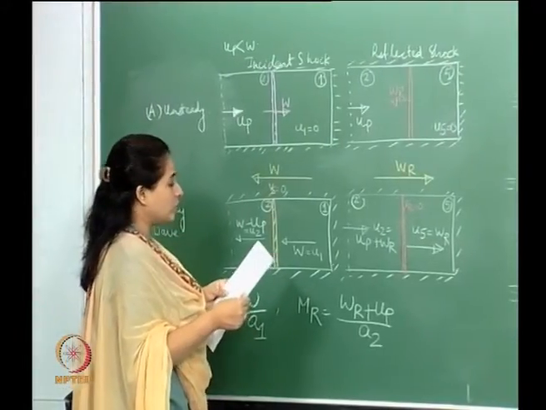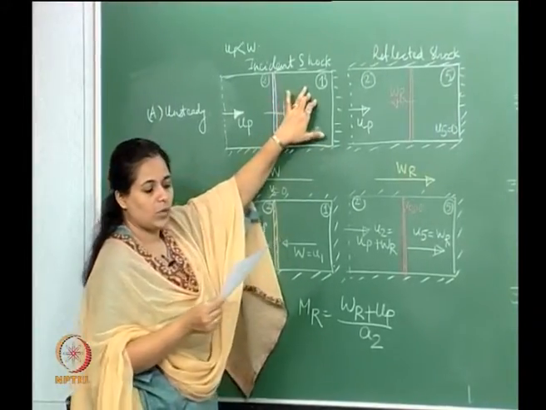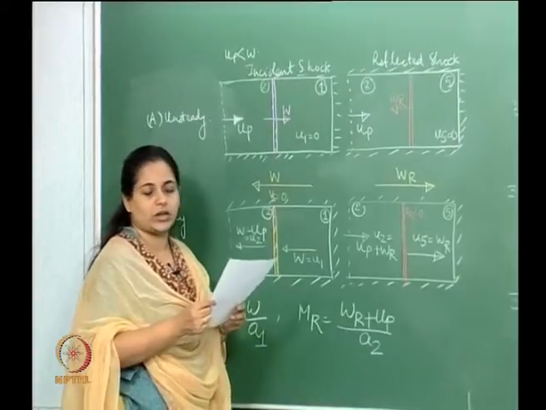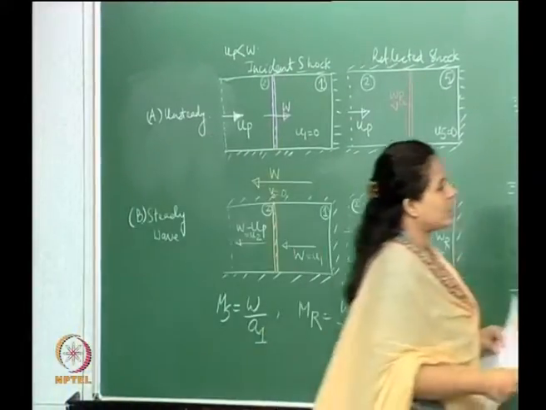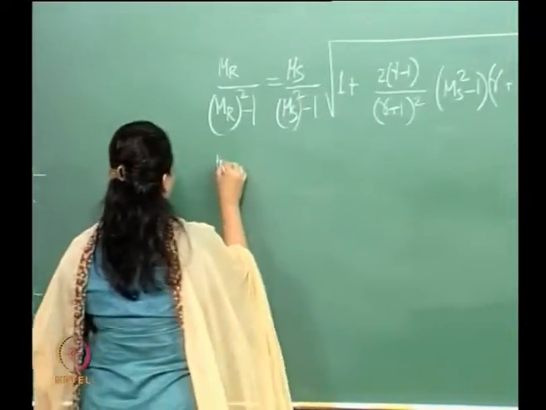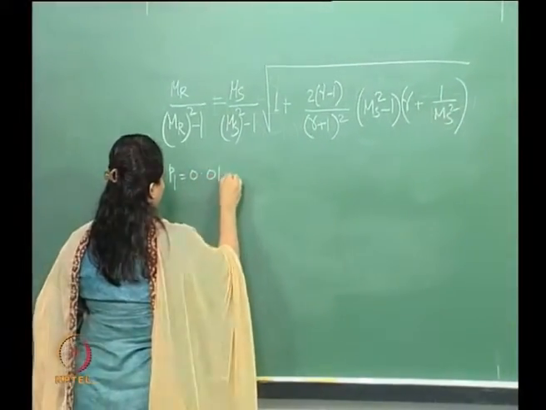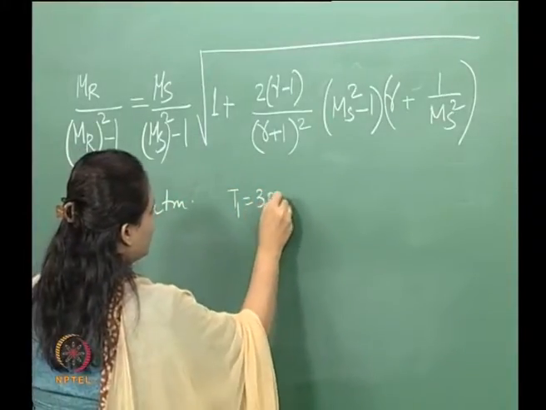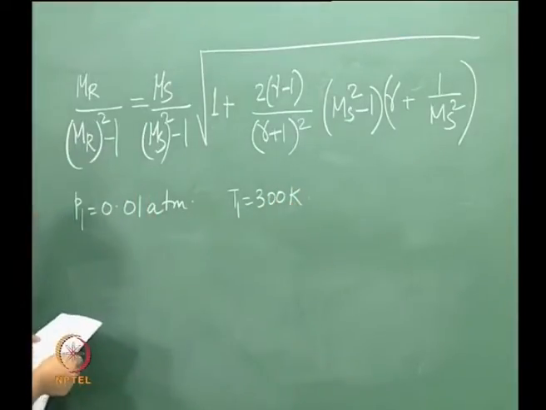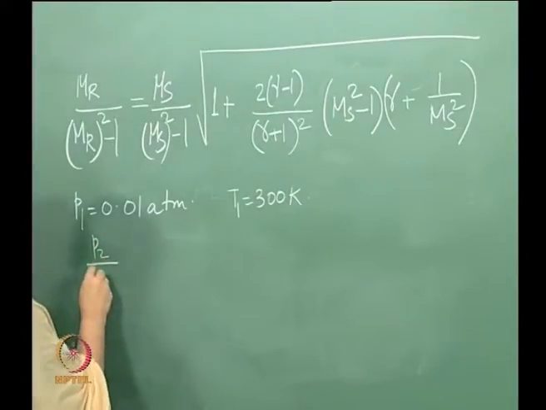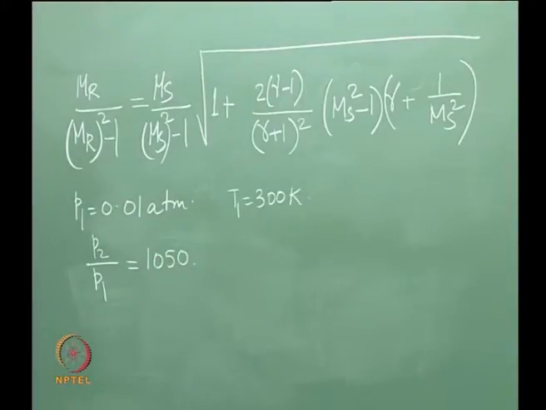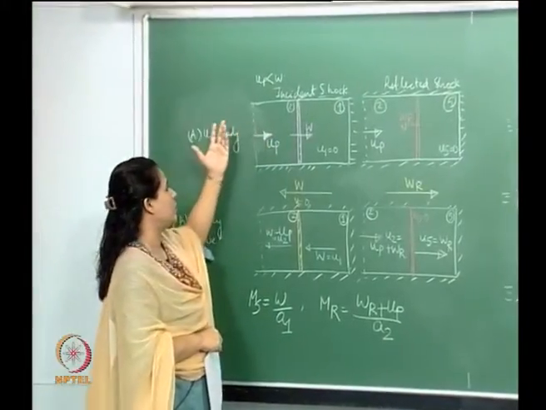driven section of the shock tube is at P1. So P1 is given as 0.01 and T1 is 300 Kelvin, and the pressure ratio across the incident shock is 1050. Okay, so let us say what is given. So the problem here, P1 is given as this, and T1 is given as 300 Kelvin. This is given, and the pressure ratio across the incident shock is quite large actually.